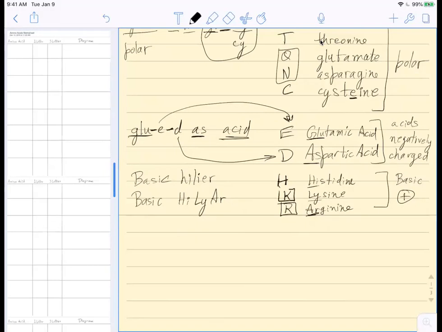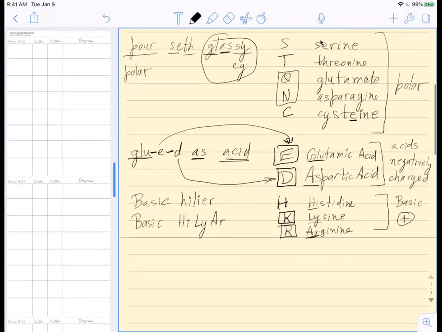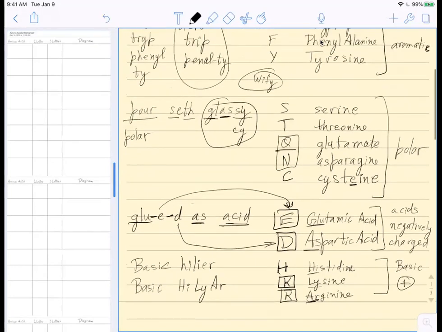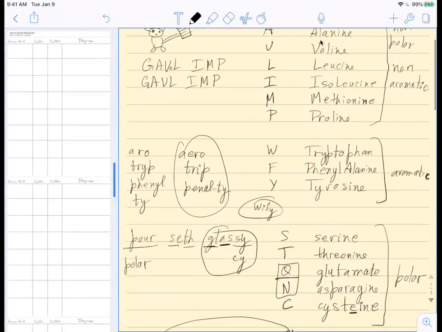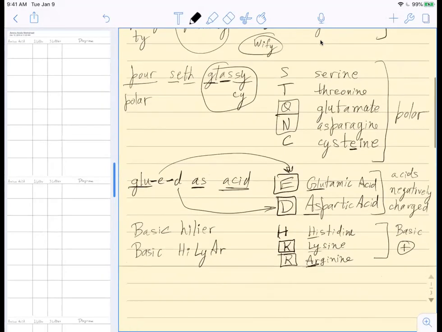So let me just put squares around the ones that don't match the first letter of their name. So really, Wi-Fi, Queen, and RKH, well, not H, but RK, are the only ones that don't match the first letter of their amino acid name.